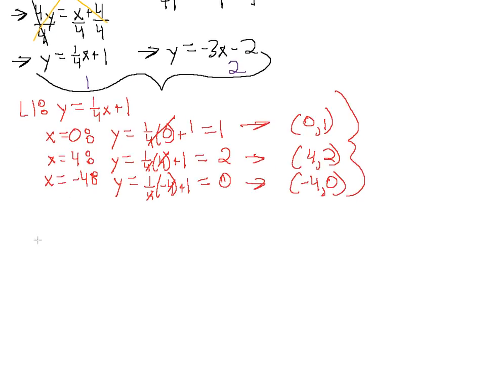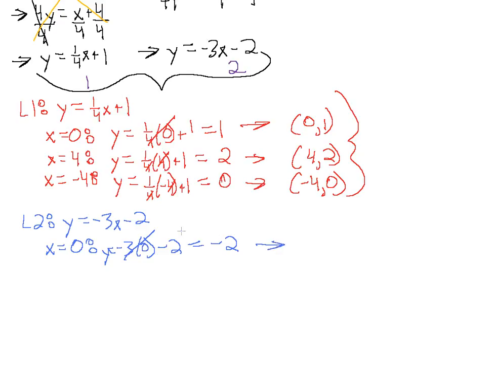Line 2 is described by the equation y equals minus 3x minus 2. All right, so let's go ahead and pick out a few nice round values to make our calculations easier. So when x is 0, y equals minus 3 times 0 minus 2. So that'll cancel, so we'll just have y equals minus 2, giving us our first point of 0, minus 2. It's just that x value and the y value.